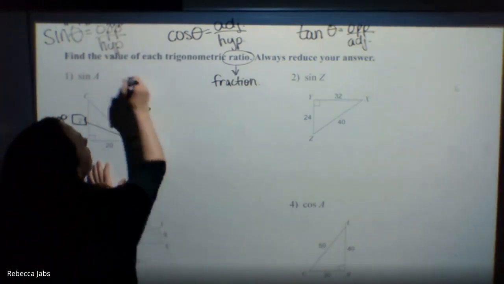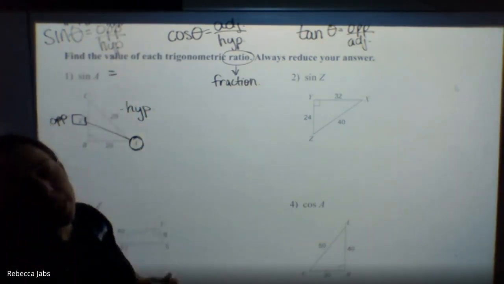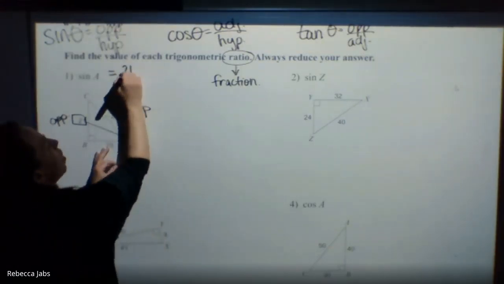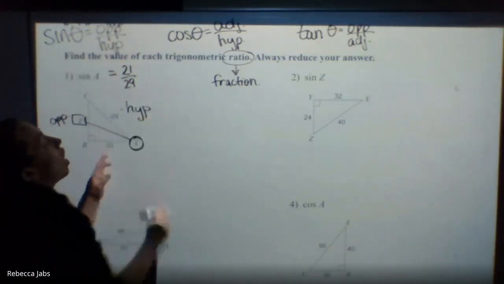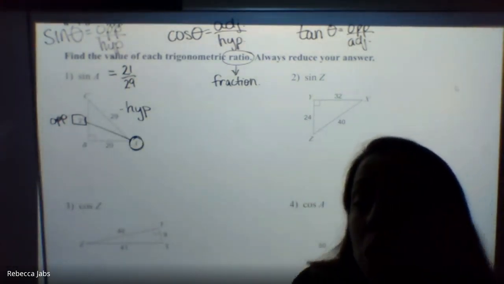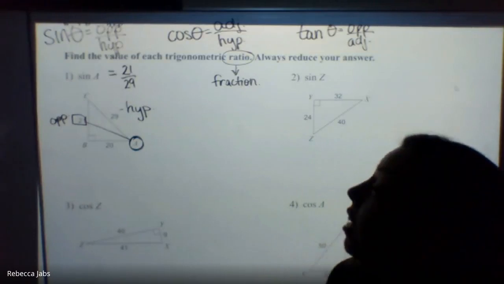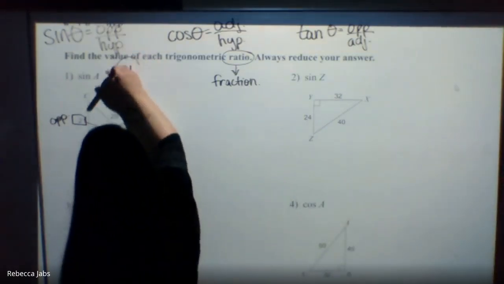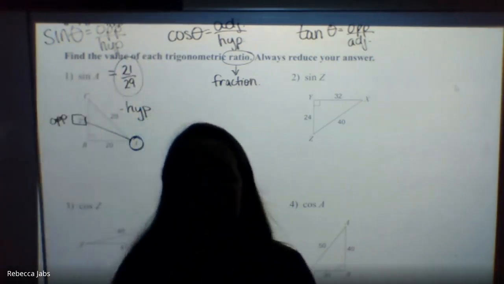And so my answer for number 1, you guys can write this down on your paper: sine of A equals 21 over 29. Of course, I should check and see if I can reduce that. 21 only has 3 times 7. 29 does not have a 3 or a 7 in it. So I would put a circle around this because this would be my answer.